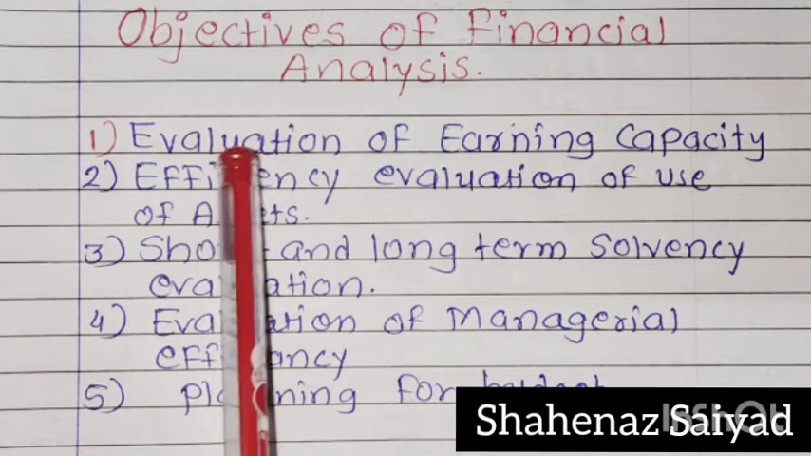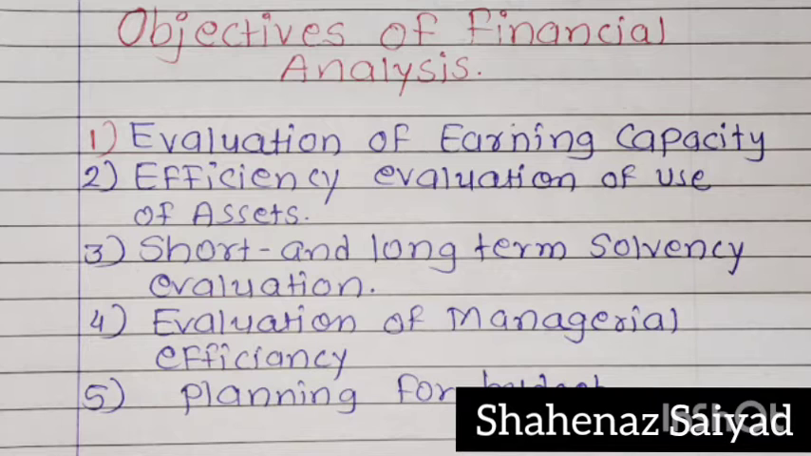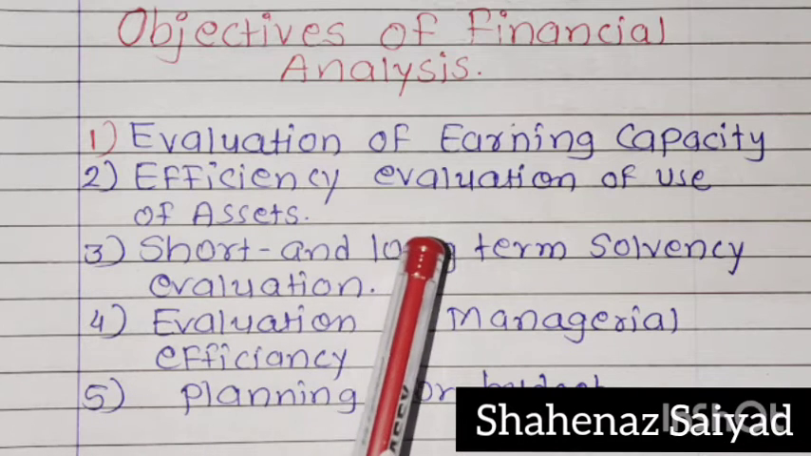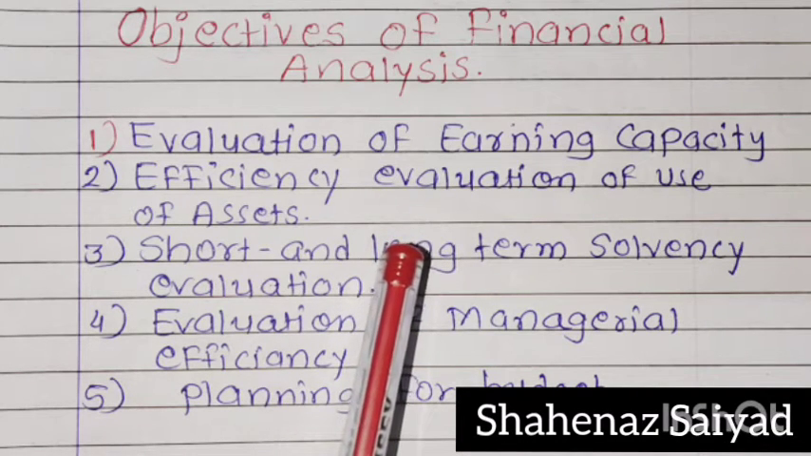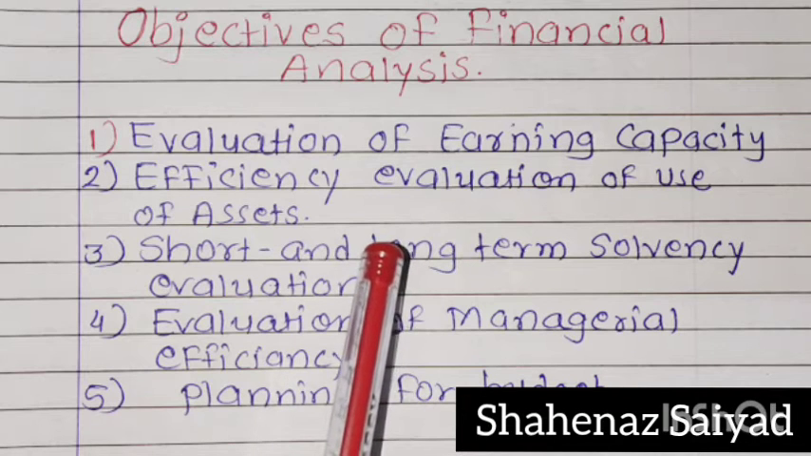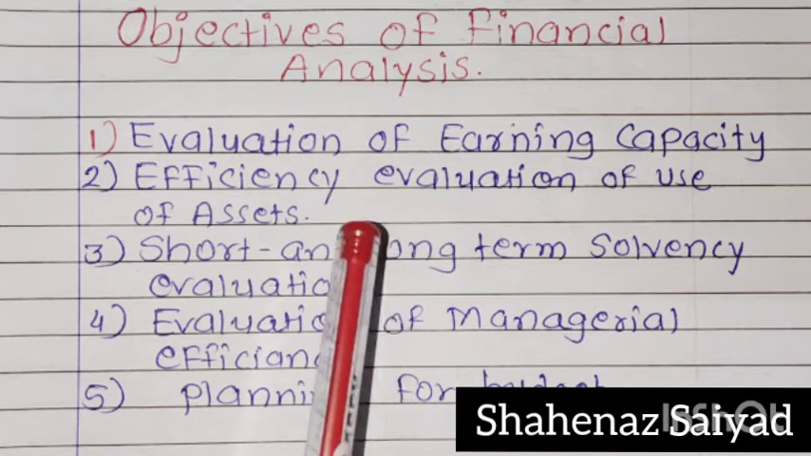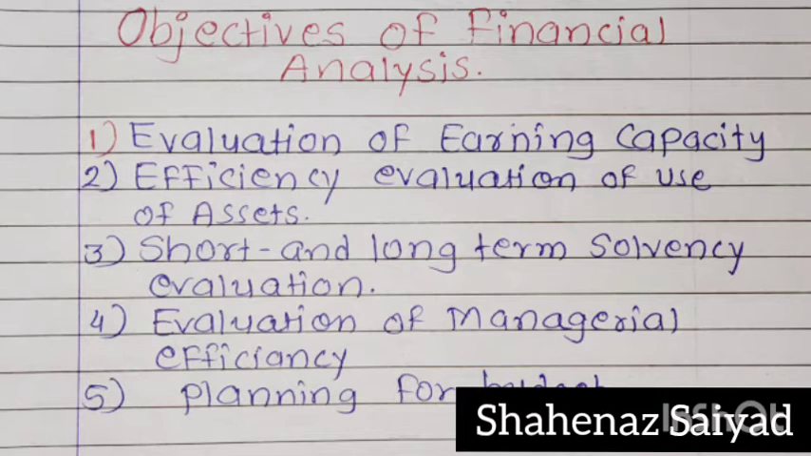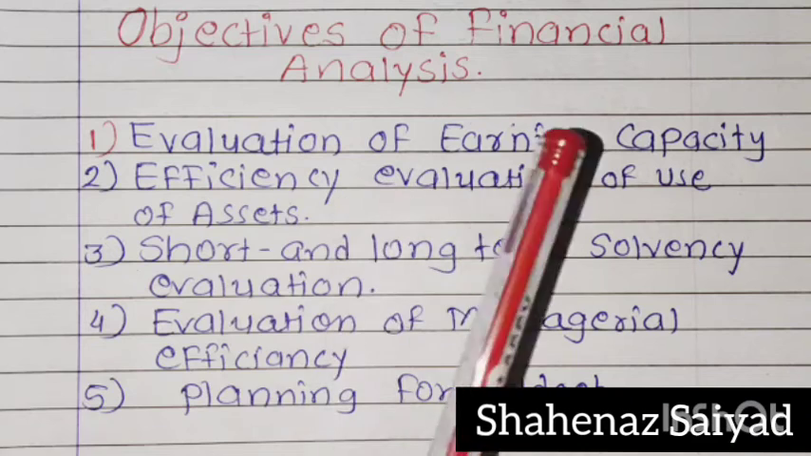सबसे पहला है evaluation of earning capacity. So generally financial statements are prepared for the duration of 12 months, right? What is the earning capacity of entity during this period? This analysis is made with the help of different accounting ratios. हमने रेशियो का चैप्टर पढ़ चुके हैं, हमने वहां पर रेशियोज भी फाइंड किए थे। तो कैसे पता चलता है?